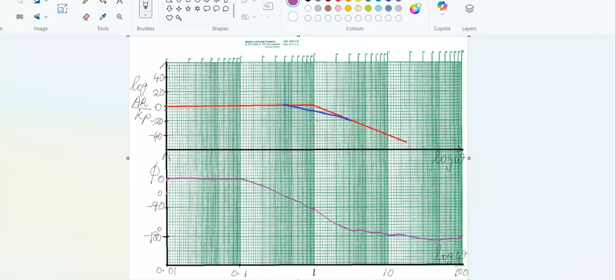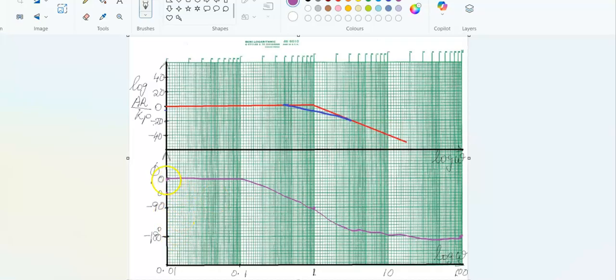For plotting the slope of minus 2, till minus 40 decibel, this is minus 40 decibel, and this much gap is 20 decibel. So minus 40 divided by 20 will be minus 2. Therefore, from here, draw a straight line connecting this point. That is the magnitude plot.